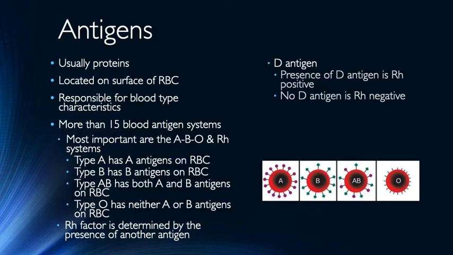So if somebody is type A blood, that means they have the A antigen on their RBCs. If they're B, they have the B antigens. If they're AB, they have both antigens. And if they're O, it means they have neither A nor B antigens. And the O blood type is the recessive.